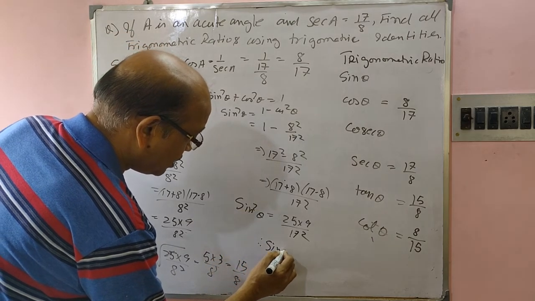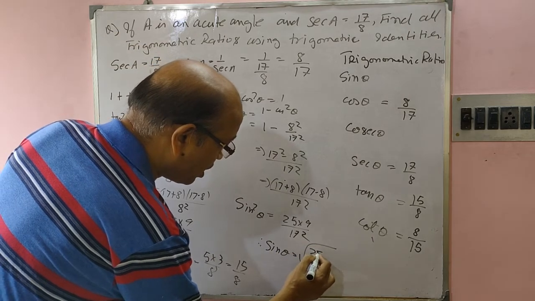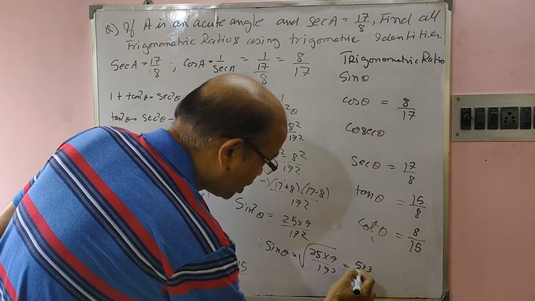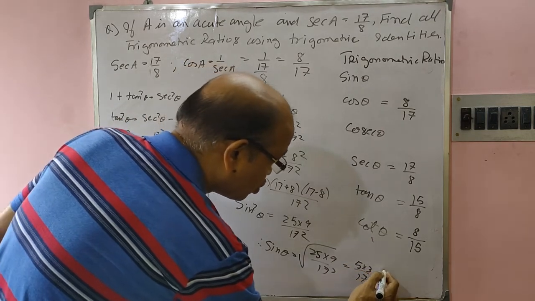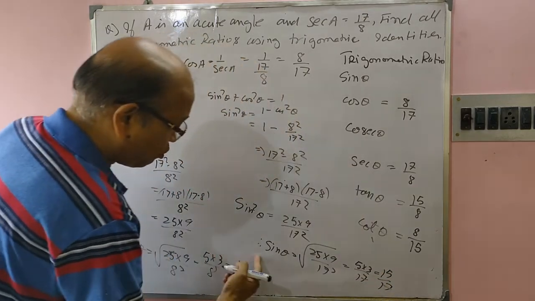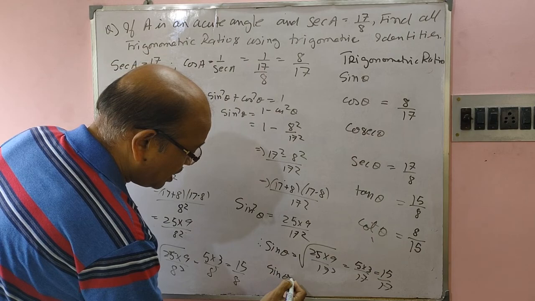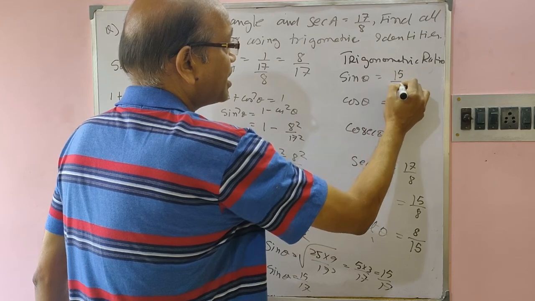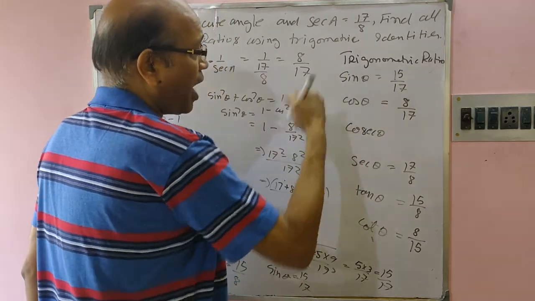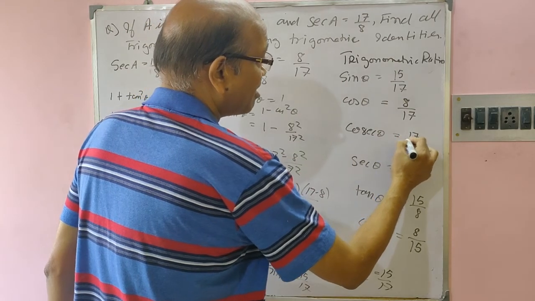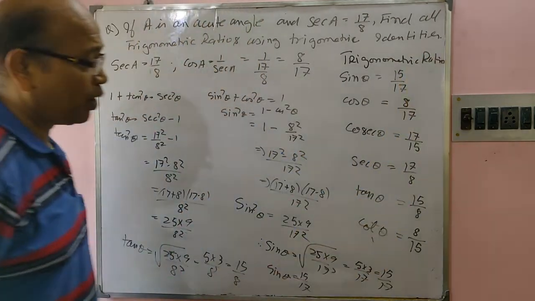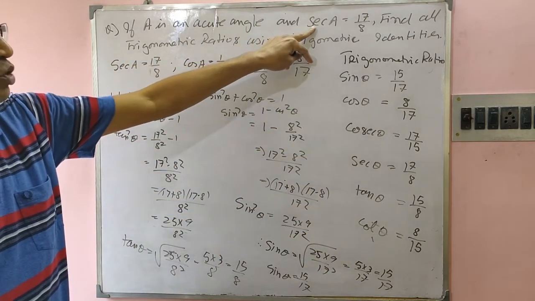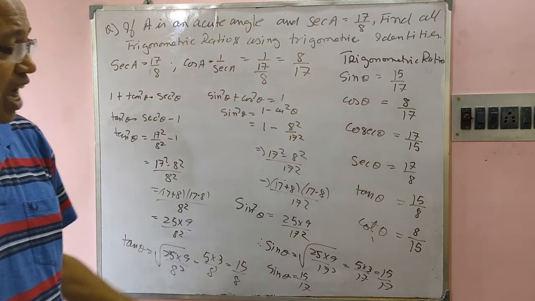Therefore, sine theta will be root of 25 into 9 by 17 square, which is equals to 5 into 3 by 17, which is equals to 15 by 17. Therefore, sine theta is 15 by 17. And what is cosec theta? 1 by sine theta. That means it becomes 17 by 15. So this is the way we find the trigonometrical ratios when one value is given using trigonometrical identities.